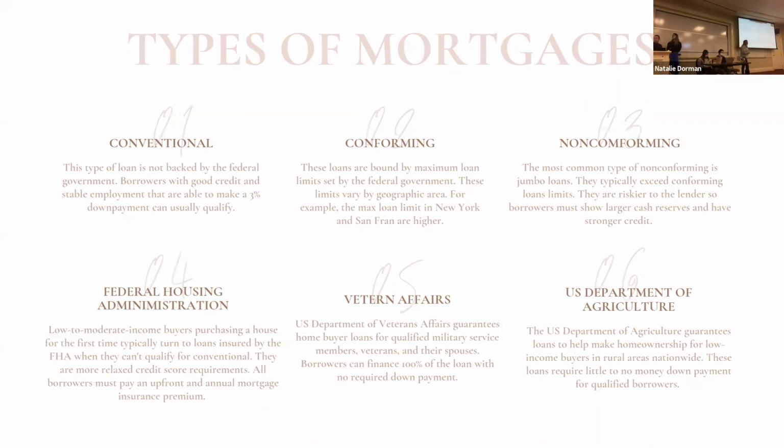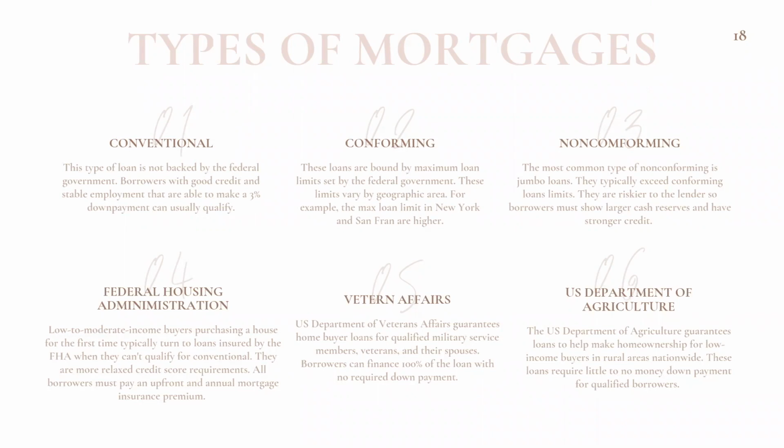Then we have non-conforming, the most common type of which is jumbo loans. You typically exceed conforming loan limits. So they are riskier to the lender, as borrowers must show larger cash reserves and have stronger credit. With the ones that are backed by the federal government, there are max limits that you can take out. Usually the conventional requires stricter credit scores. We'll probably be dealing with conforming and non-conforming as we go to college.